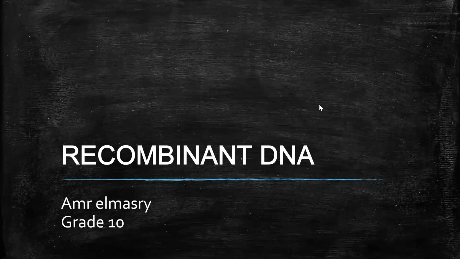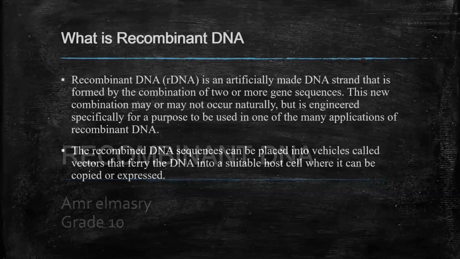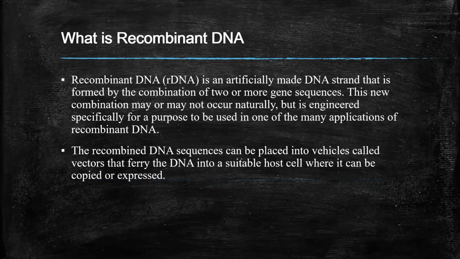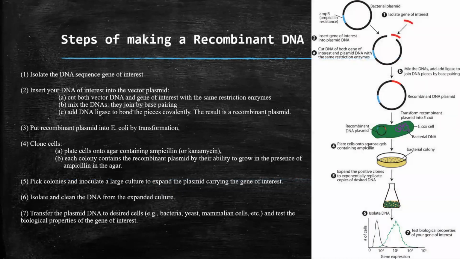Okay, today we will talk about recombinant DNA. What is recombinant DNA? Recombinant DNA is an artificially made DNA strand that is formed by the combination of two or more gene sequences. Steps of making recombinant DNA.